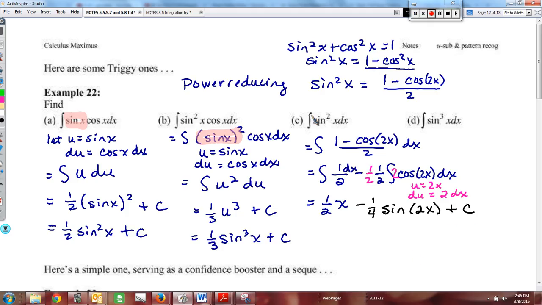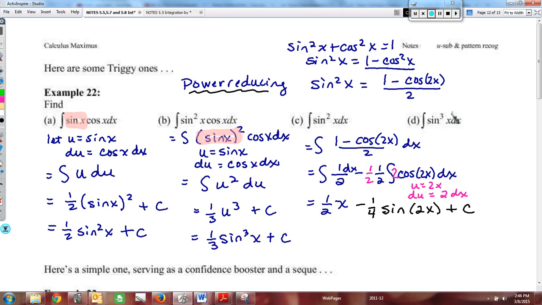And so I can use an identity, and the problem is that having this power means that if I try to do a u substitution, I need the derivative of sine somewhere, and I didn't have it. So I use a power-reducing identity in order to calculate this.